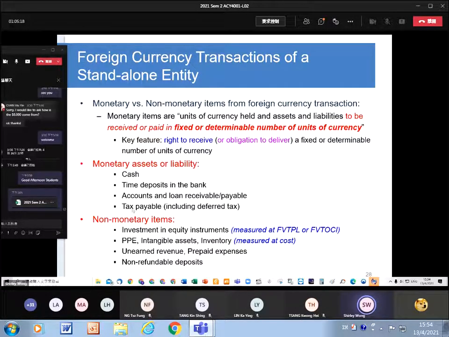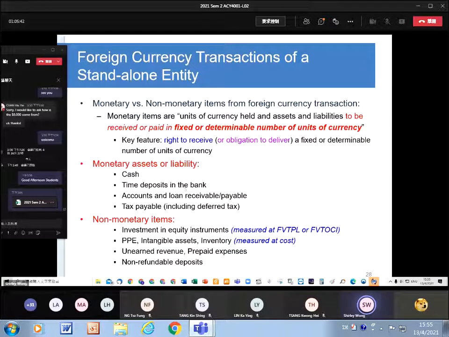Same as payables. For all the payables, when you enter into the transaction or the contract, you know how much you are going to pay. You have the obligation to deliver a fixed amount. This is called a monetary liability. So monetary assets and monetary liabilities usually refer to all the receivables, all the payables, all the cash, and different kinds of cash deposits in the bank.